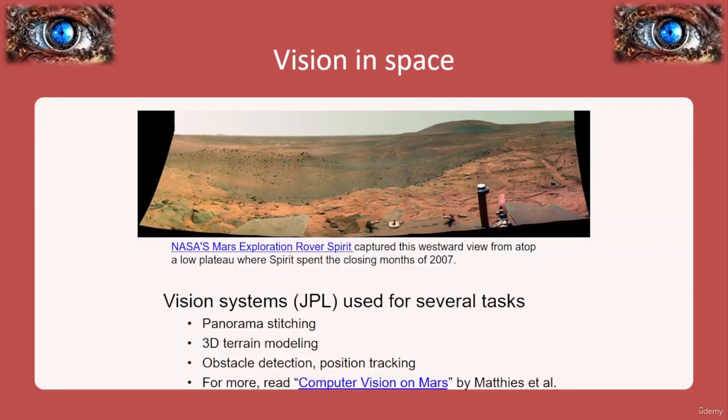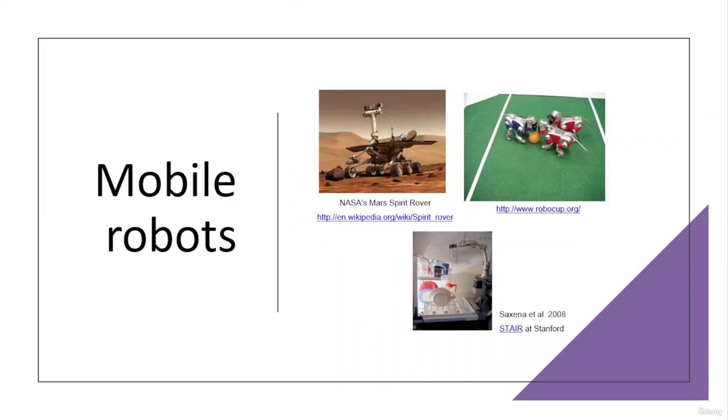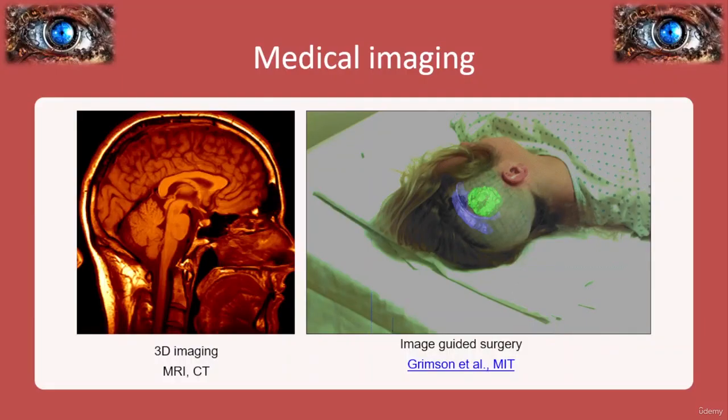Vision systems like those at JPL are used for several tasks in space, for example panorama stitching, 3D terrain modeling, obstacle detection, position tracking, etc. Similarly, vision-based industrial robots, vision-based mobile robots such as NASA's Mars Spirit rover, and computer vision is also used for medical imaging such as 3D imaging, MRI, CT scans, and image-guided surgery. So these are just a few examples of the diverse applications of computer vision. Its potential is vast and it continues to evolve, offering innovative solutions in various fields.